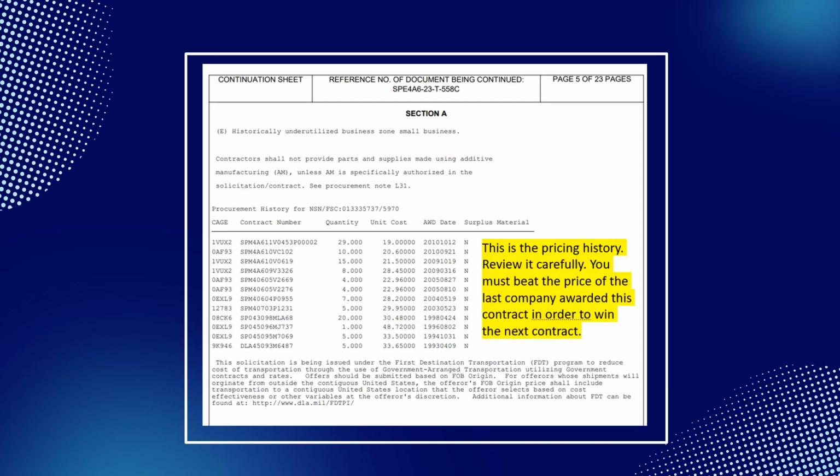Now let's talk about pricing history, one of the most valuable sections in a solicitation. This section shows what the government has paid for similar products or services in the past, which can give you a baseline to work from when preparing your bid. Here's how to use this information effectively. First, compare the pricing history to the current solicitation's requirements. If the scope of work has changed, maybe the quantity is larger or additional services are required, you'll need to adjust your pricing accordingly. Don't assume that the government is expecting the same price as before if the requirements have increased.